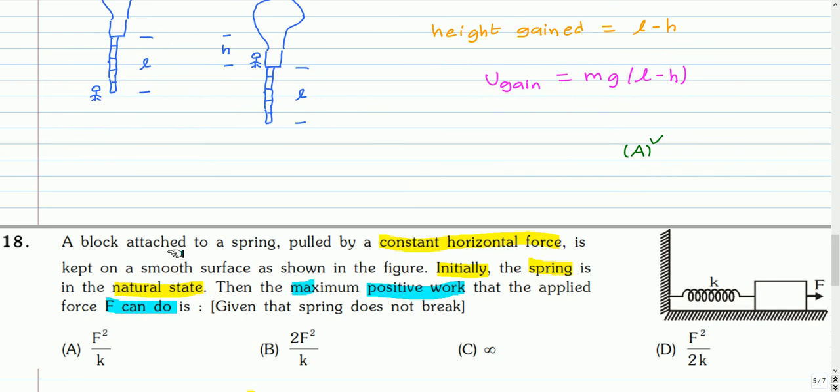This is the next question. A block attached to a spring pulled by a constant horizontal force is kept on a smooth surface as shown in the figure. Initially the spring is in natural state. Then the maximum positive work that the applied force F can do is, given that the spring does not break. You can pause and attempt this question.